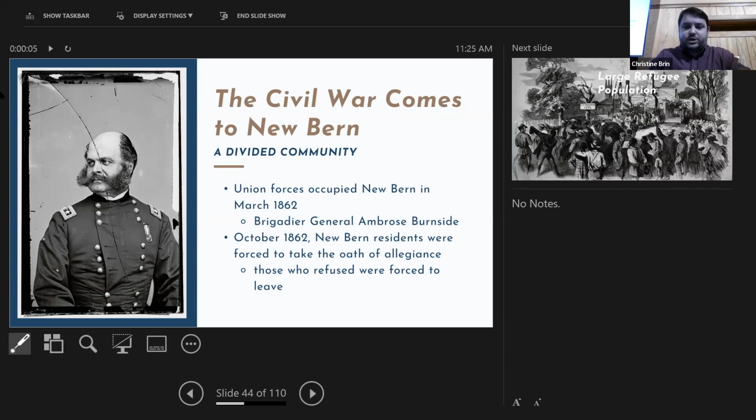That's Burnside pictured there. And things get really interesting really quickly in New Bern, because by October 1862, New Bernians were faced with having to take an oath of allegiance to the federal government of the United States. And if you chose not to, then you needed to leave. Kind of a tough situation there. A lot of people left, and they moved either outside of New Bern to farms in Craven County, or they moved inland to Confederate occupied territory.